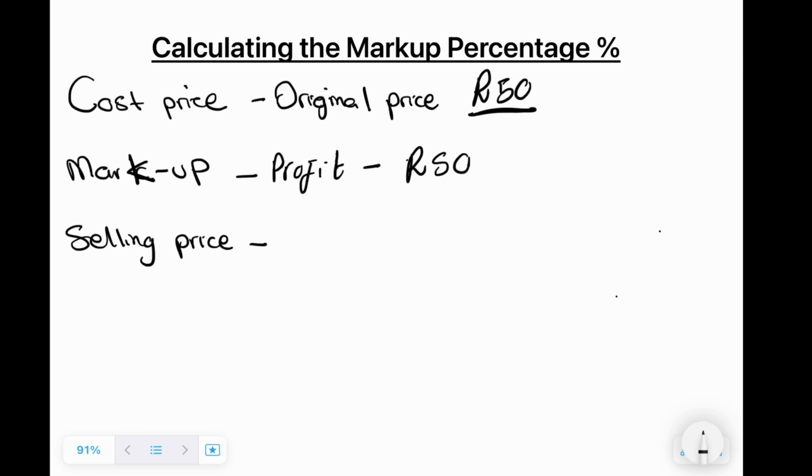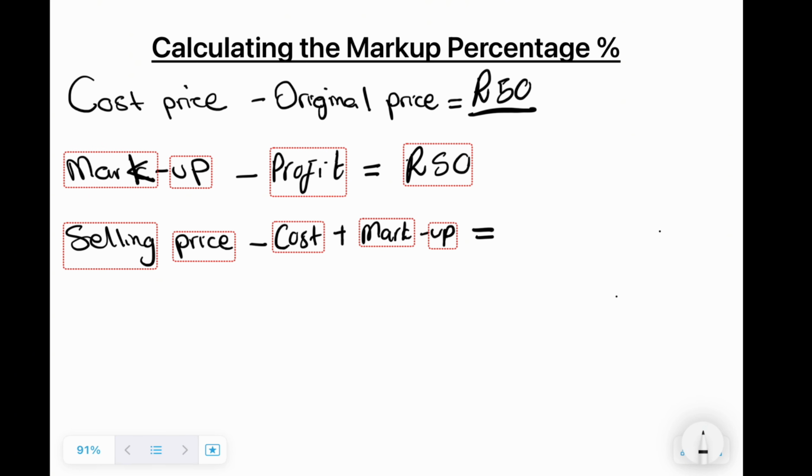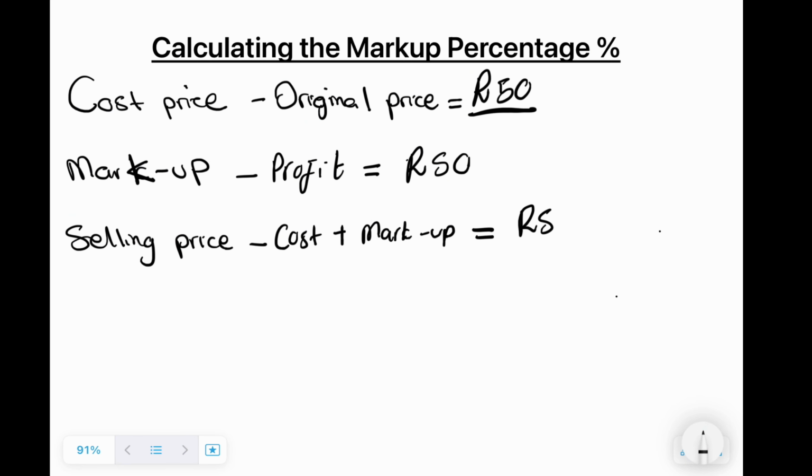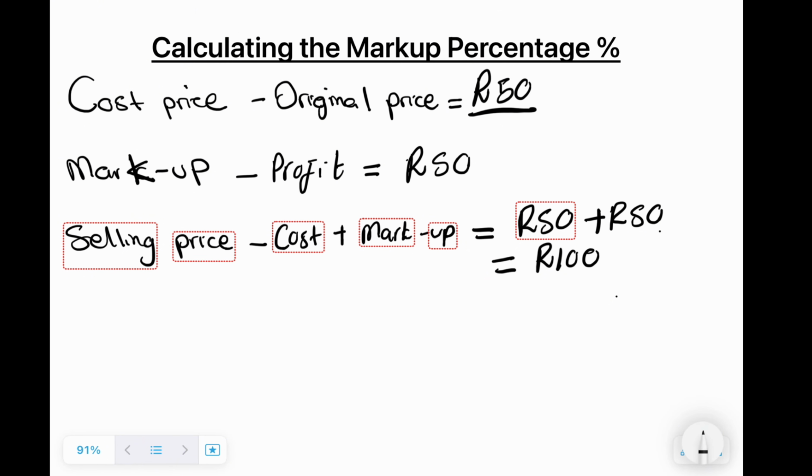So now it brings us to the selling price. The selling price is always cost plus markup, because the selling price is the price at which you are going to sell these calculators for to your customers. So now, because you got the calculator for 50 rands and you want to make a profit of 50 rands, it means you're going to sell the calculator for 100 rands. So that is your selling price.